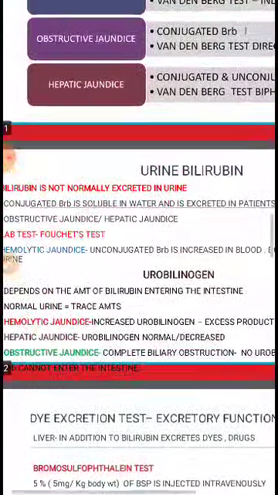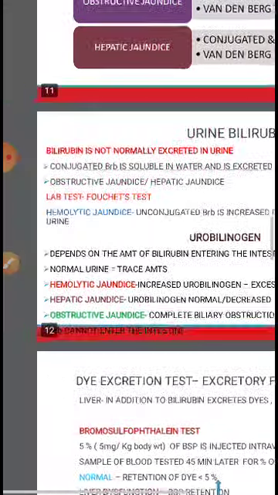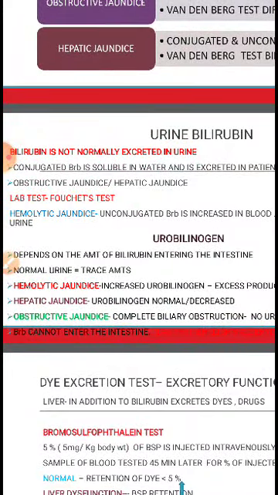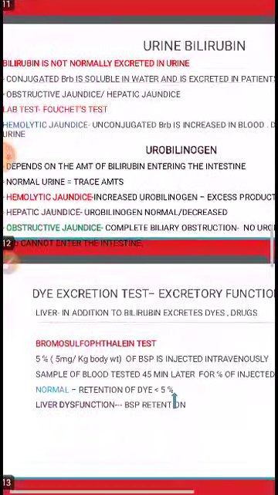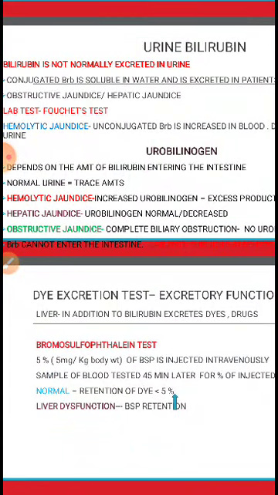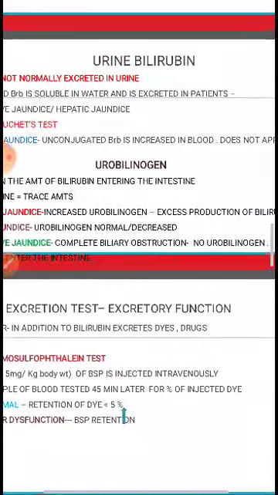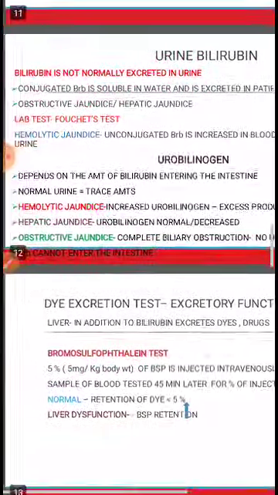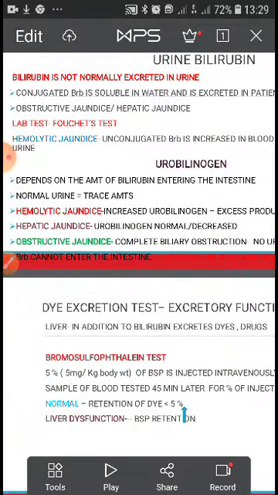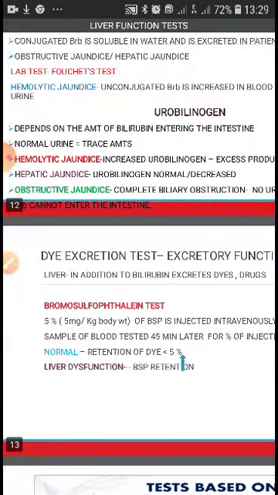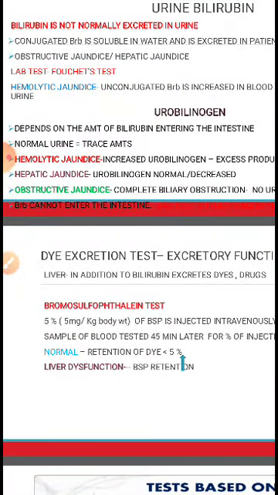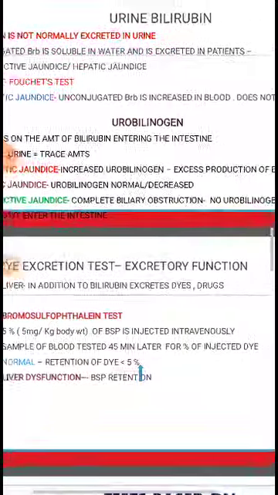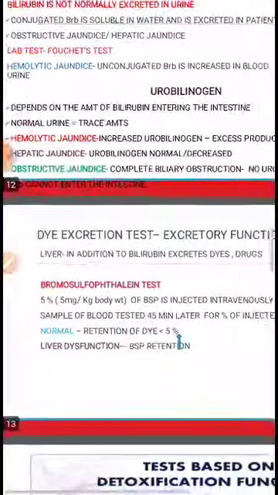Now, in addition to the blood, the bilirubin in urine can also be assessed. In a normal individual, bilirubin is not normally excreted in urine. Conjugated bilirubin is soluble in water and is excreted in patients having obstructive jaundice or hepatic jaundice. The lab test, as you have already done, is known as Fouchet's test. In case of hemolytic jaundice, unconjugated bilirubin is increased in blood and does not appear in the urine.